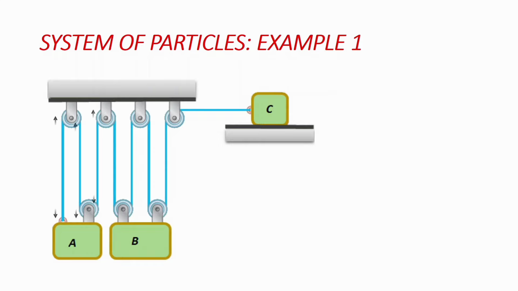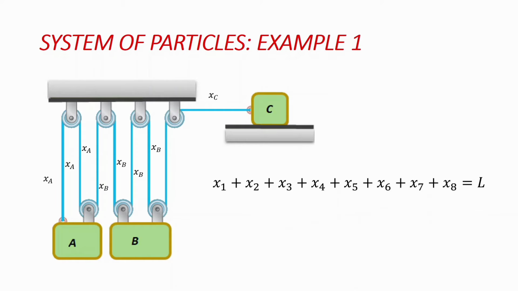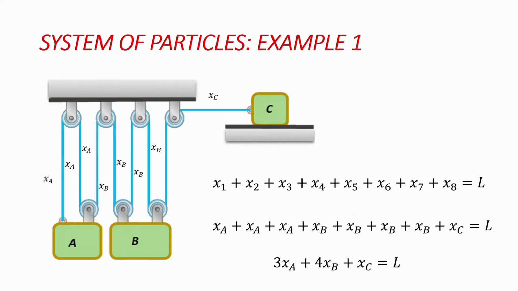So having considered that, we can replace the dimensions of the system with SA for the parts that are attaching block A, SB for the parts that are attaching block B to the system, and SC for the part that is attaching block C to the system, such that if we recall our equation S1 plus S2 plus S3 plus up to S8 is equal to L, we can quickly replace that by their respective symbols SA, SB, and SC. So once this is done, we can have a better simplified equation as 3SA plus 4SB plus SC is equal to L. That's the length of the string.